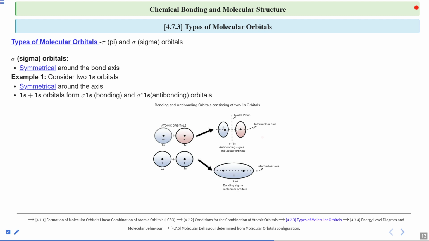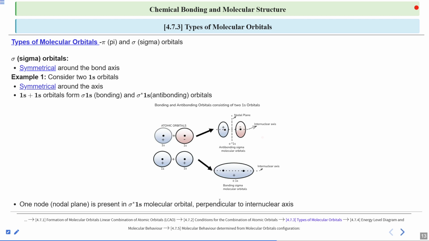There are two cases. In the first case, the 1s is combining with another 1s to form the anti-bonding. In this case, they are combining in the opposite phase, and that is resulting in your anti-bonding part. So what can we say from this diagram? We can say that your bonding molecular orbital will look like this if the 1s orbitals of the same symmetry are combining, and the anti-bonding will look like this.